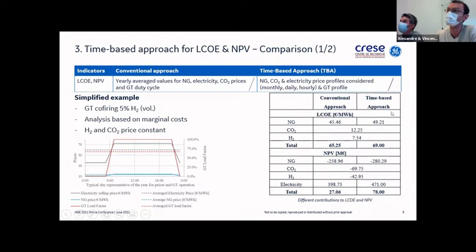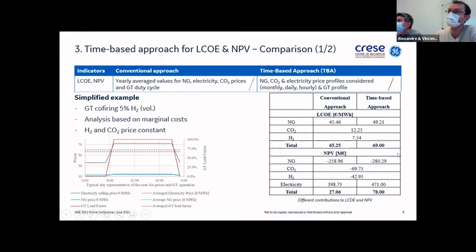the difference we would get on LCOE and NPV value when using the conventional and time-based approach. If we take the NPV as an example, one can see that with the conventional approach, we would get a 27 million euro value at the end, while we get a 78 million euro value with the time-based approach.